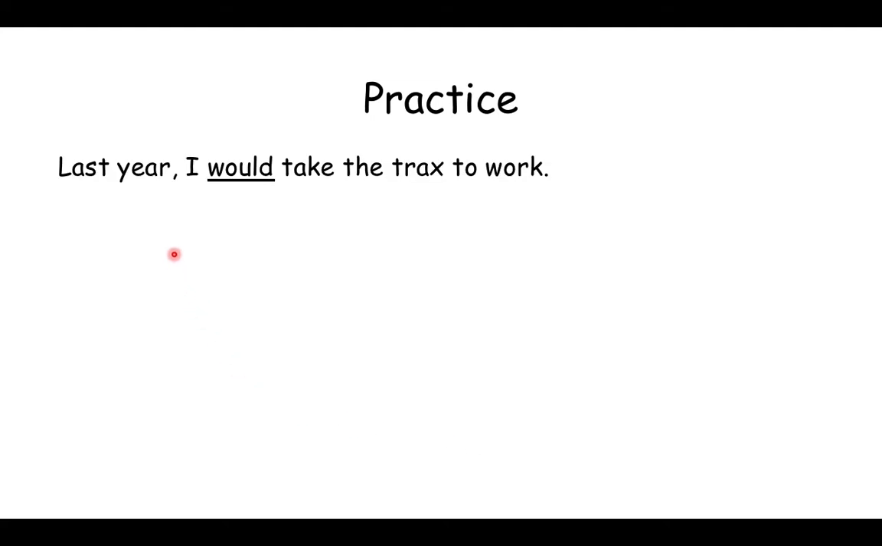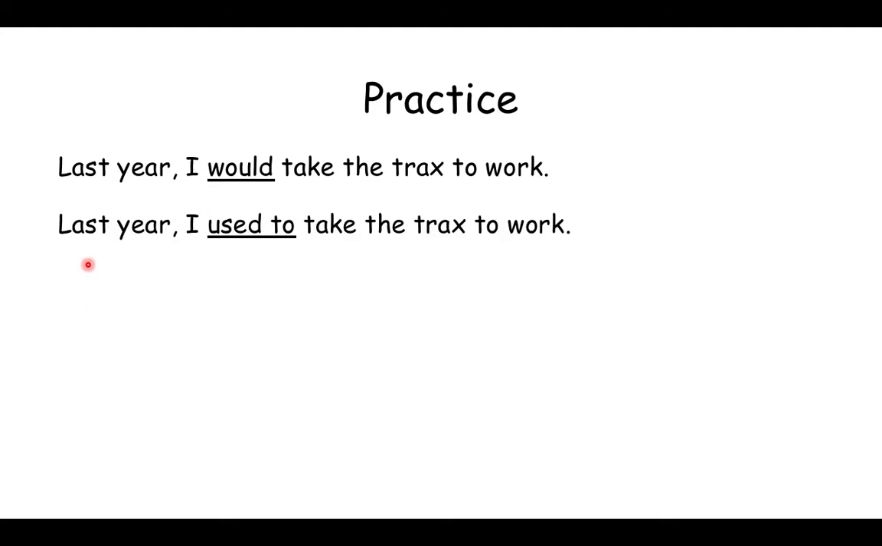So I'm going to practice by showing you some more sentences. This sentence says, last year I would take the tracks to work. Since we used would instead of last year I took the tracks to work, would tells us a little bit more than I took the tracks to work. Both are past tense, but this one tells us that you did it a lot. Last year I would take the tracks to work, meaning you did it every time you went to work.